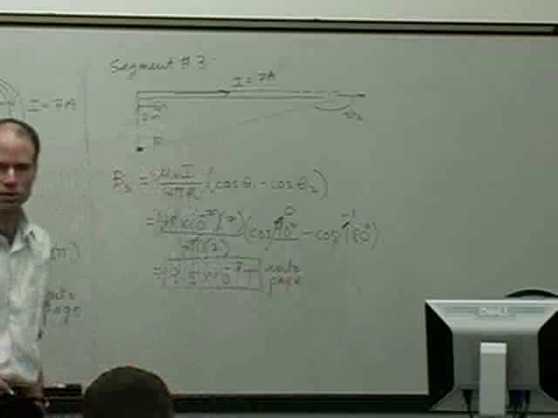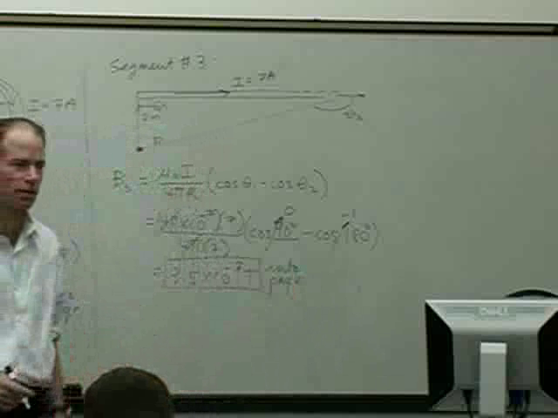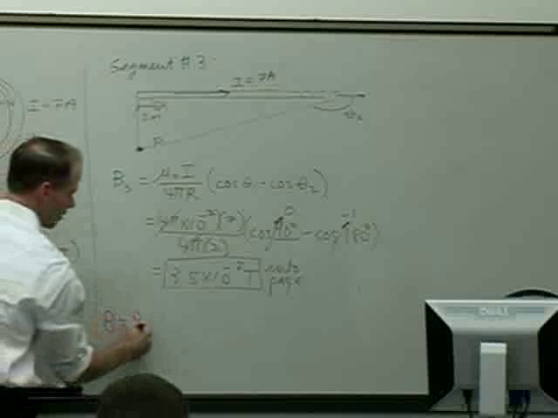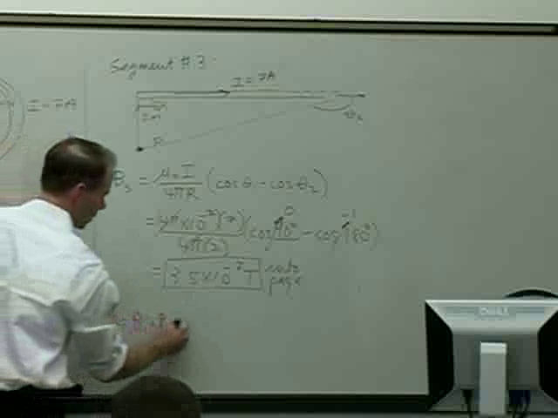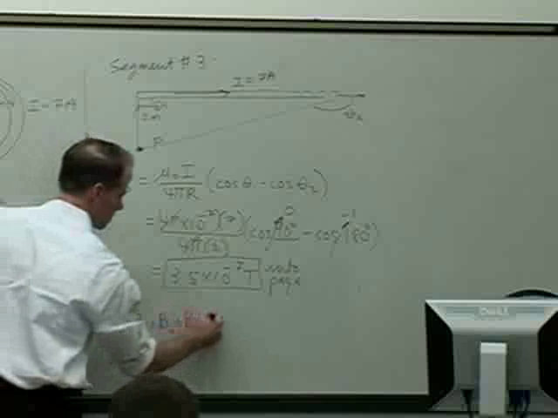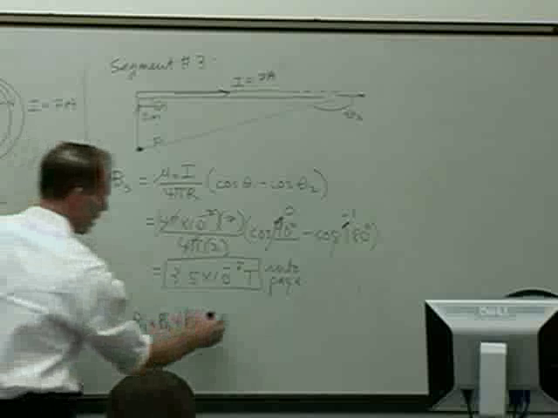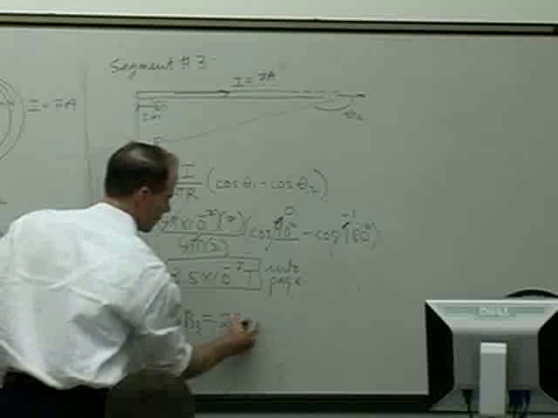So all these fields were in the same direction. They're all into the page. So our total field would be the sum of all these fields. And so we got 3.5 times 10 to the minus 7, plus 3.5 times 10 to the minus 7, plus 2.2 times 10 to the minus 6. So this is going to be 2.9 times 10 to the minus 6.